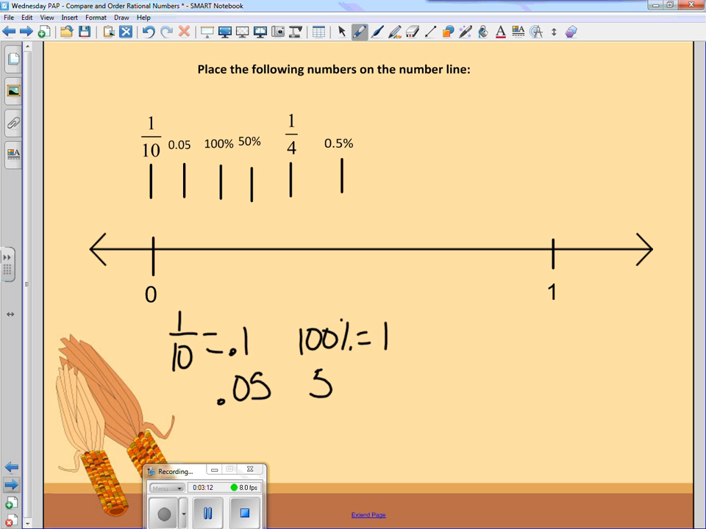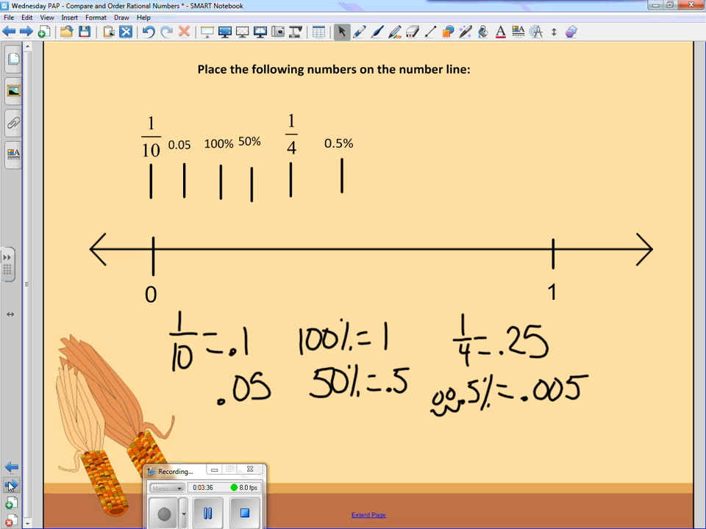I have 50%, which is 0.5 or 5/10. I have 1/4, which is 25/100ths. And then I have 5/10%, so I move it over twice. So that would be 5/1000ths.